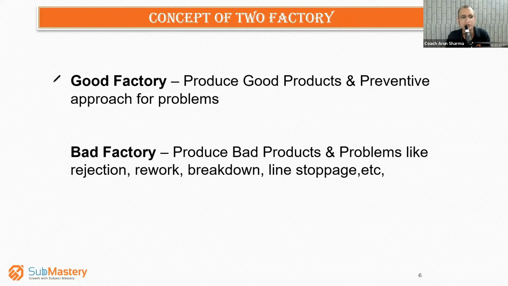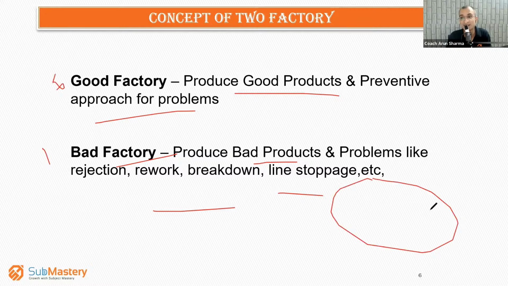Now there's always a fight between the good factory and the bad factory. In any organization, there will be two kinds of factory: a good factory and a bad factory. The point is, the organization which has a bigger bad factory will go into losses. Those companies will go out of business because they will not be able to sustain. How can they sustain if they have bigger losses? They will not be able to sustain in the long term.